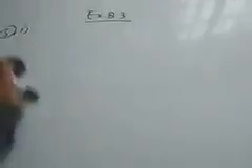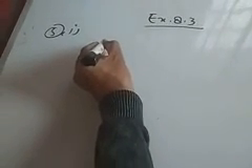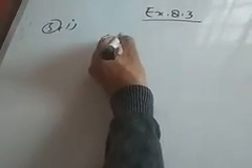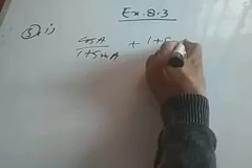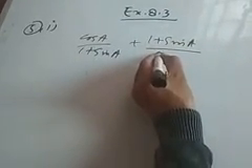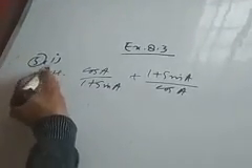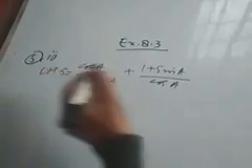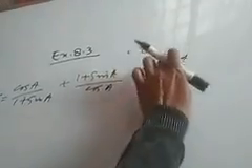Now let us do one more. That is, the next part is cos a divided by 1 plus sin a plus 1 plus sin a divided by cos a. This is the left hand side of the second part, and we have to prove it equal to 2 sec a. We have to make it equal to this 2 sec a.